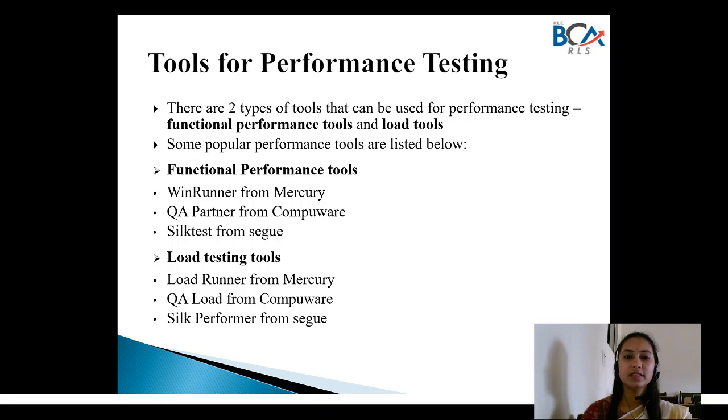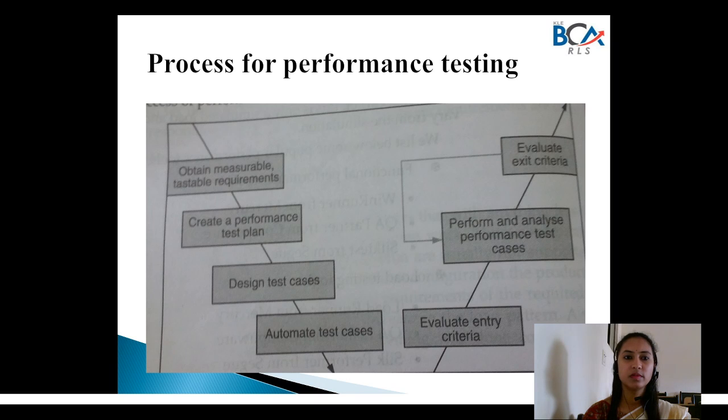Below are some of the tools which are available in the market. For the functional performance tools, there are three: WinRunner from Mercury, QA Partner from CompuWare, and SQA Test from Segue. And for the load testing tools, we have LoadRunner from Mercury, QA Load from CompuWare, and Silk Performer from Segue again. These are some of the tools available right now.